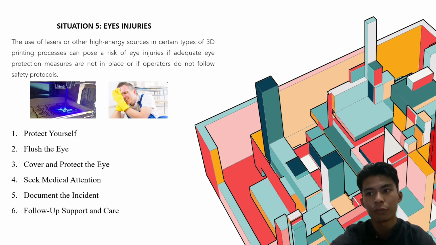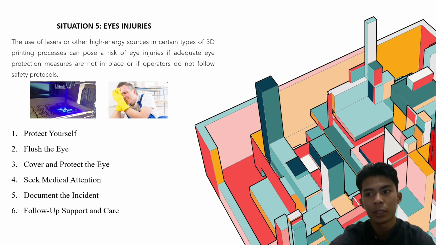Next, if there are foreign items or chemicals in your eyes, gently flush them with clean water. If the eye damage is serious, apply a clean dressing to the injured eye while avoiding direct pressure on the eye. Next, seek medical attention and fill out incident report forms or other paperwork as directed by the organisation.